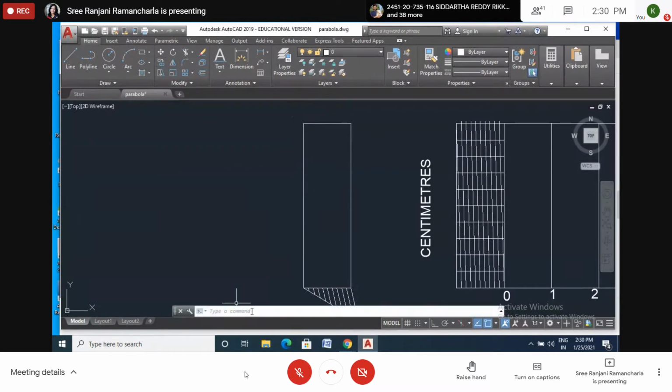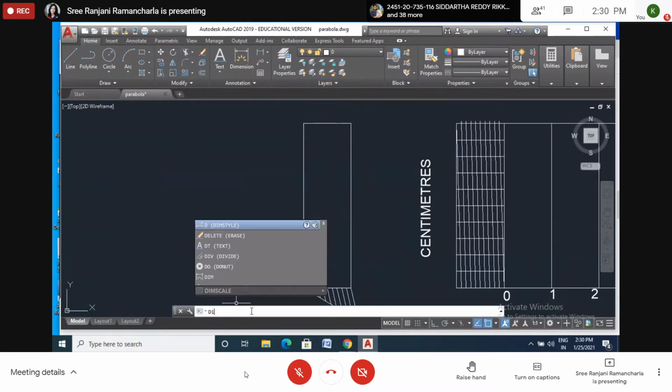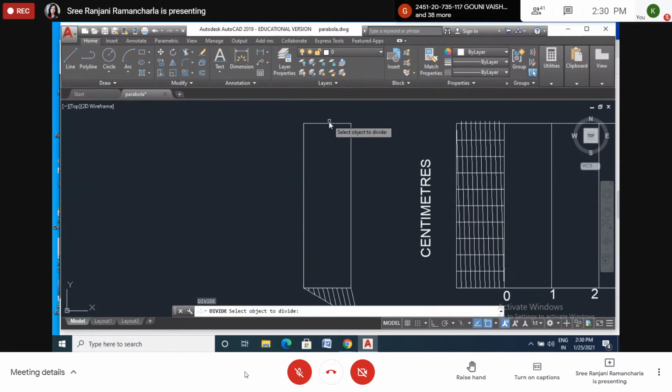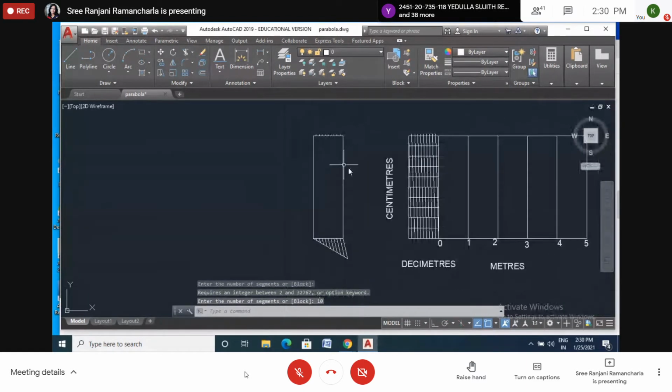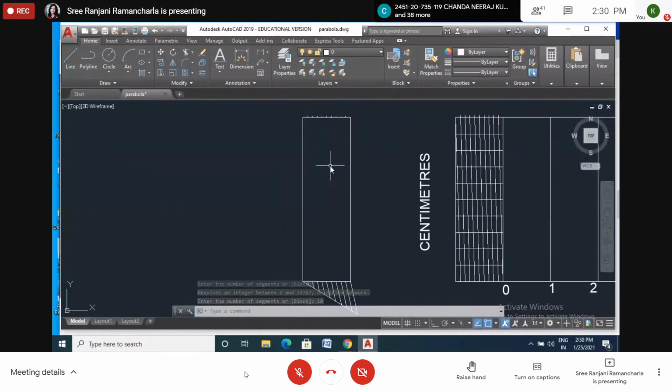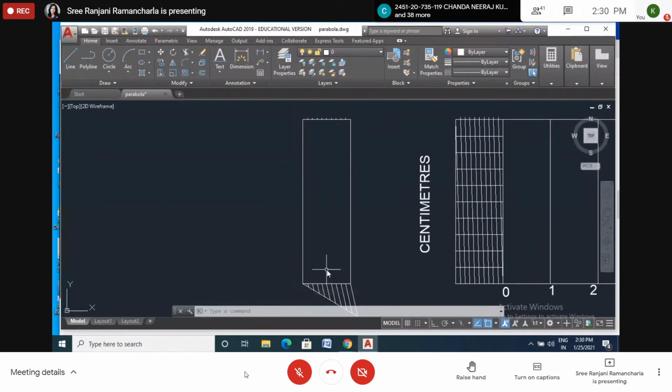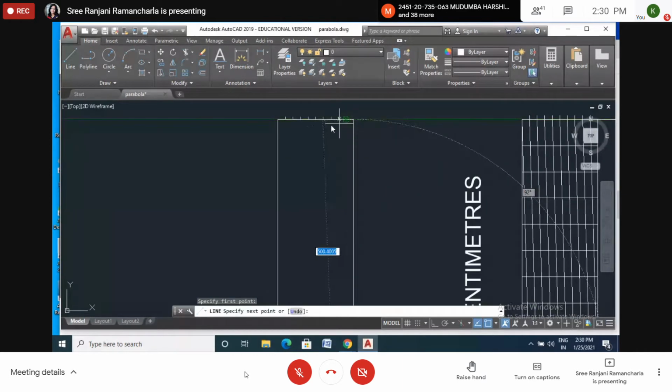After getting 10 points, right? Suppose you have marked like this here, you got the points like this, okay? Along these points, now you have to draw the inclined line. So how to join 0 of this one and 1 of this one? Like this.